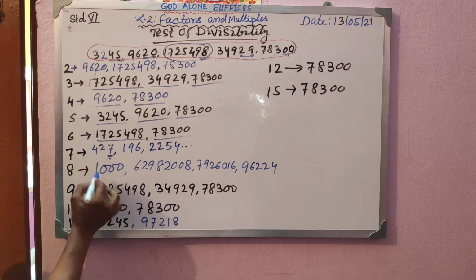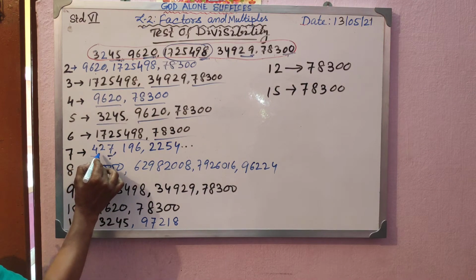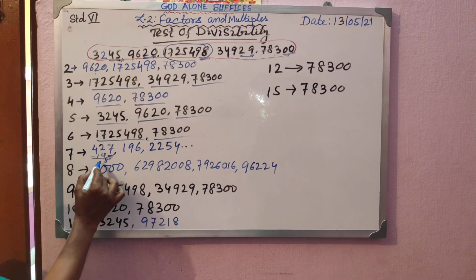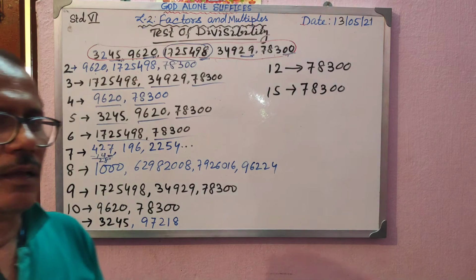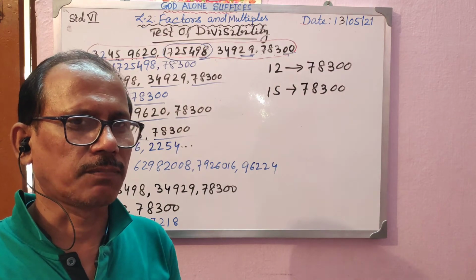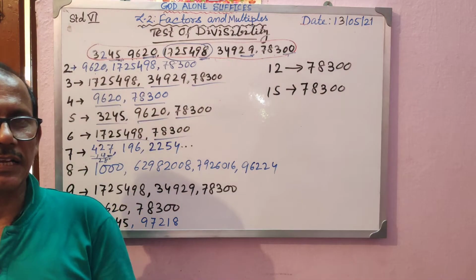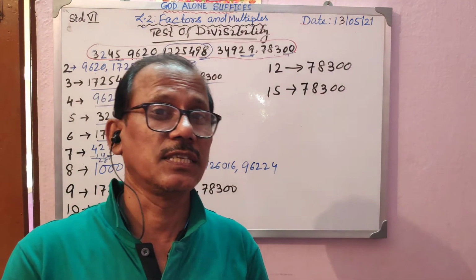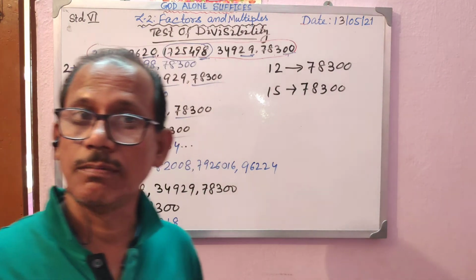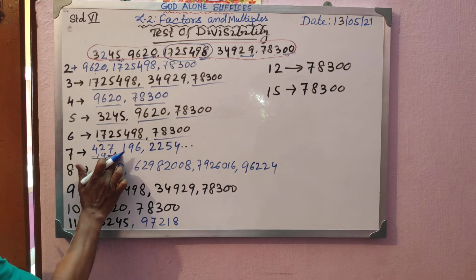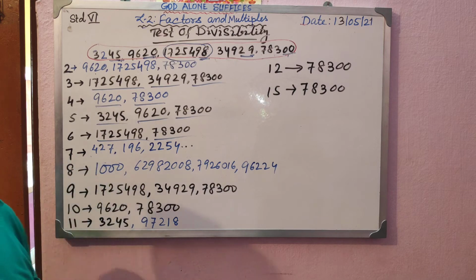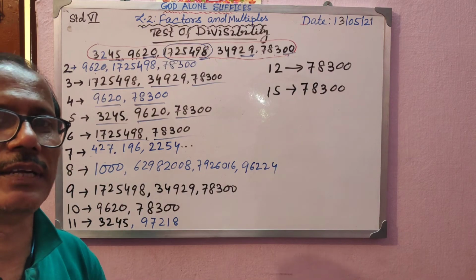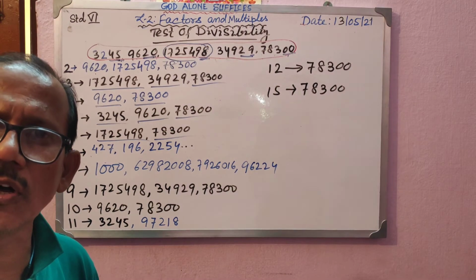Double this, multiply by 2, 14, and subtract from the remaining. If you subtract 14 from 42, how much will you get? 28. 28 is divisible by 7. So after doubling the unit digit, if you subtract from the remaining digits, and if the subtraction comes 0, or the result is divisible by 7, then the whole number will be divisible by 7. So this is divisible by 7. Why? Because the unit digit is doubled and subtracted from the remaining digits, which gives 28, and 28 is divisible by 7. It has to be either 0 or divisible by 7.